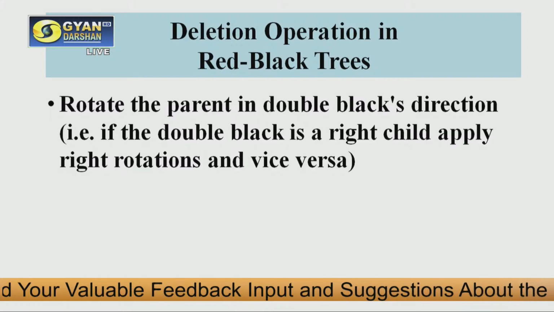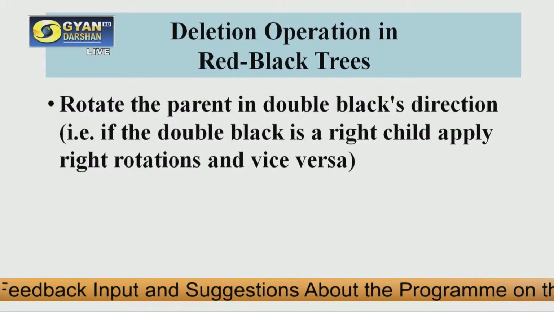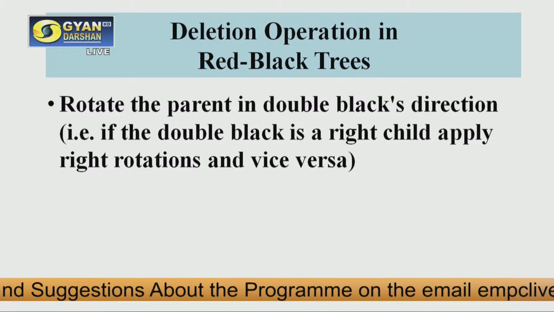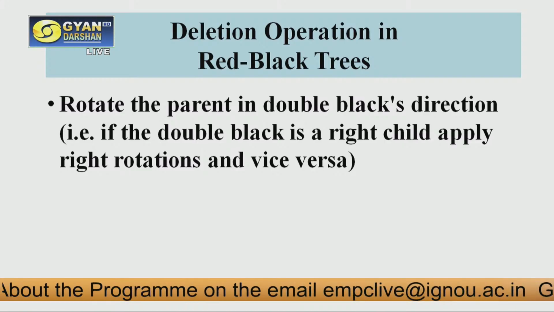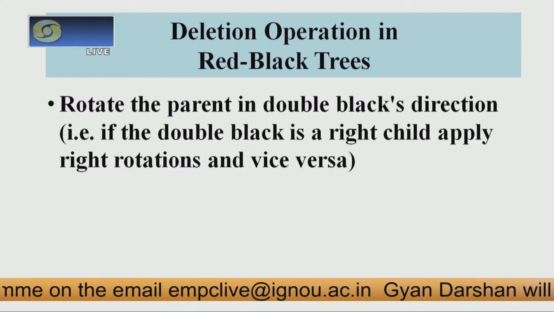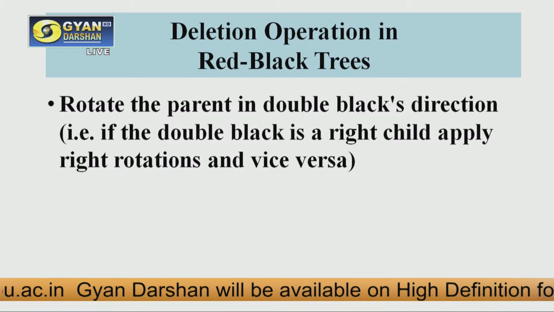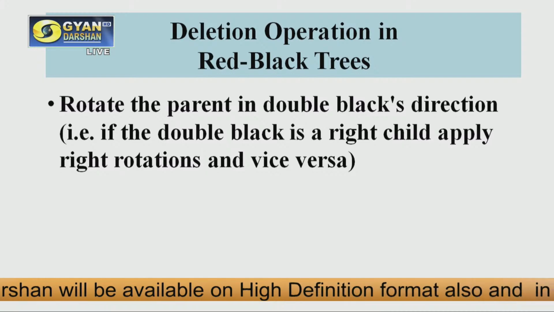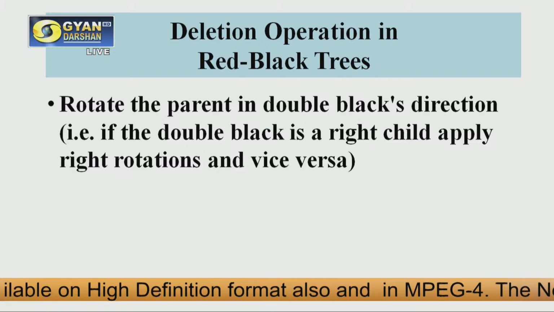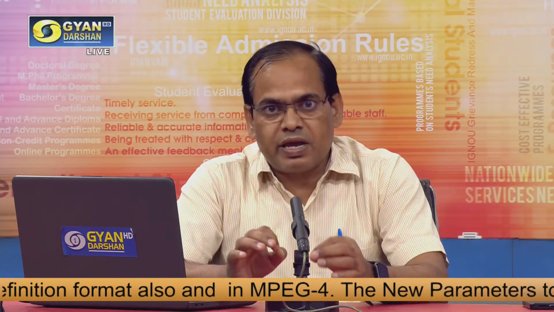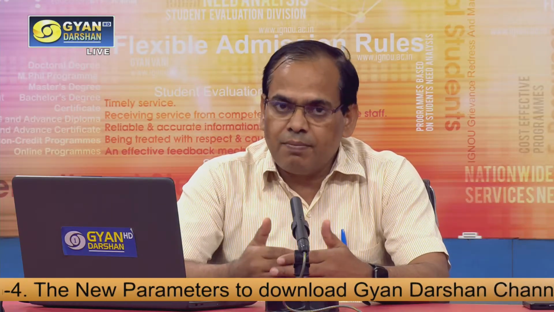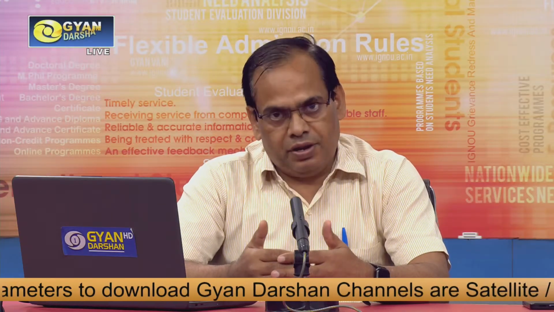That is, if the double black is on the left side, then we apply left rotation, and if the double black is on the right side of the parent, then we apply right rotation. So these are the 6 cases. Whichever case is applicable, we apply that while deleting a node from a red-black tree. So let me consider an example.